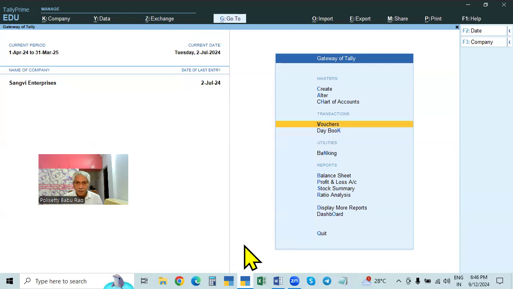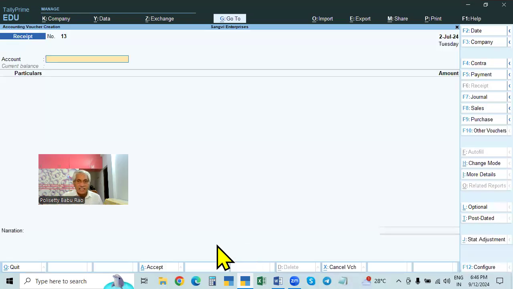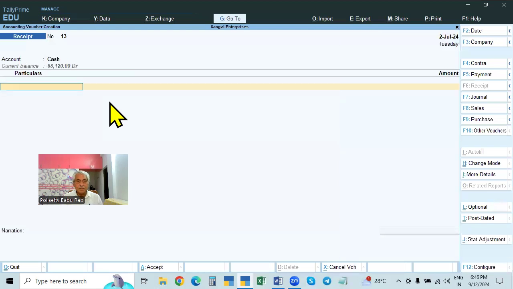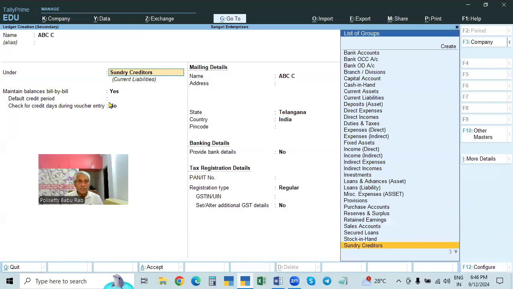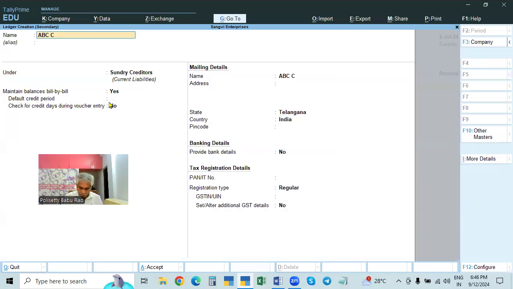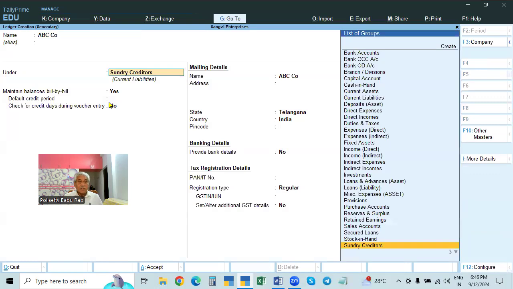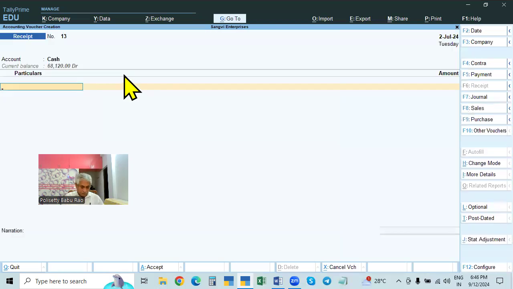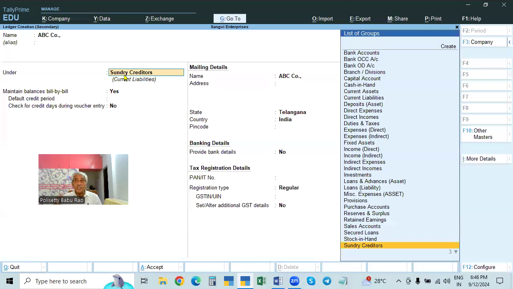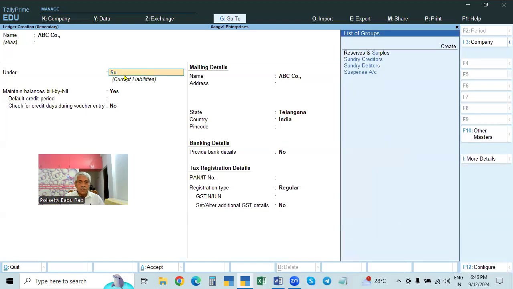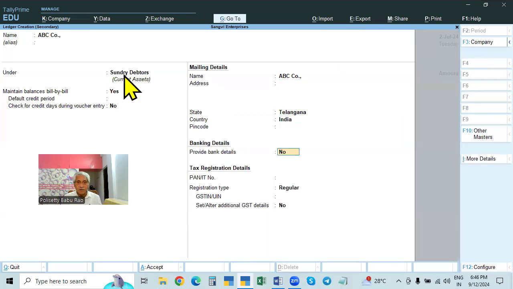For example, see here, we are receiving money. Cash we are receiving from someone. For example, ABC and Co. Okay, ABC company is a debtor. ABC company is making the payment. We are receiving the money means we are receiving the payment. Received. So here, ABC company. We are receiving means he is a debtor, that's why he is making payment to us. So sundry debtor we will take up and we will make everything.